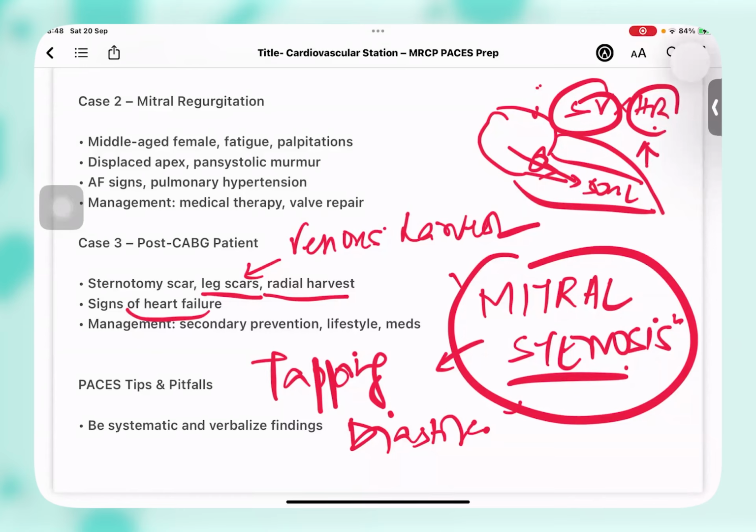So S1 is loud. S1 is loud and snapping. So there will be an opening snap sometimes. Okay. And when does the opening snap come? This is a usual question. When does the opening snap come? It comes after S2. Why? Because it comes before S1. Is that okay?